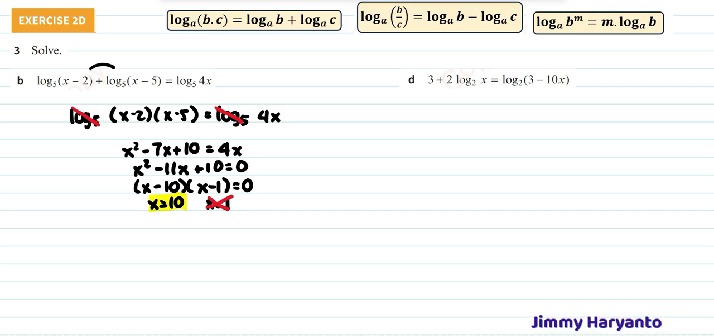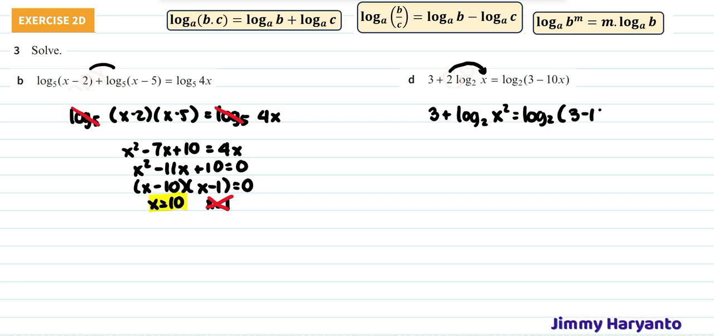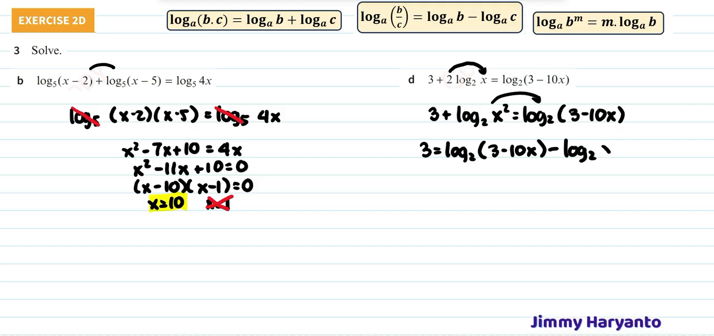Next is 3D. For 3D, I want to move these two to the back, so 3 plus 2 log 2 x squared equals log 2 times 3 minus 10x, and then I will move this to the right hand side. 3 equals log 2 of 3 minus 10x minus log 2 of x squared. Because it's subtraction, that means you can use the division law.